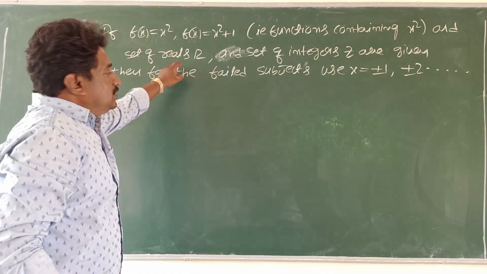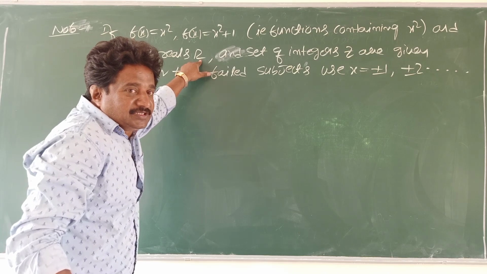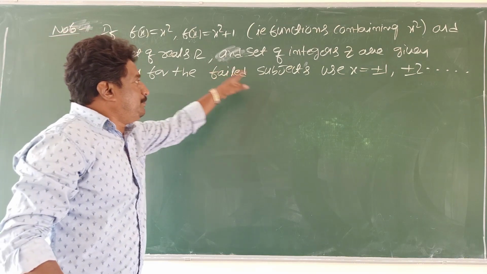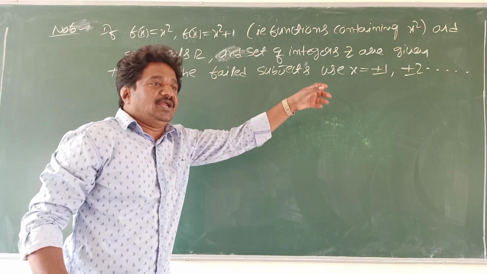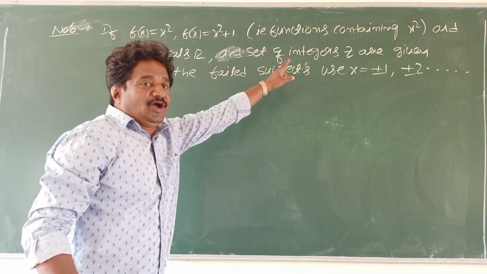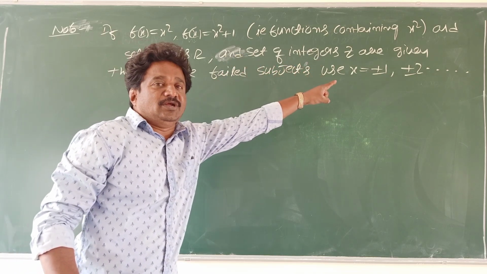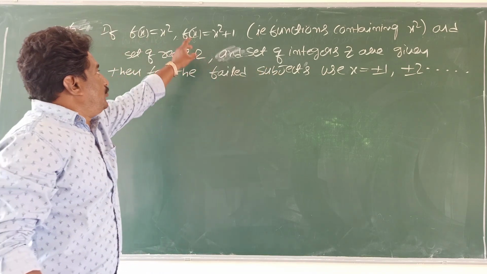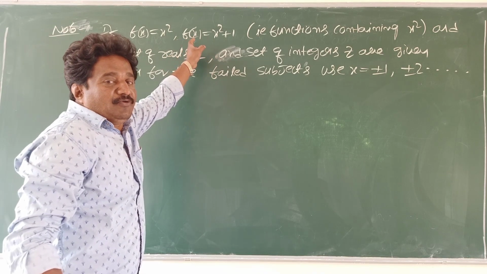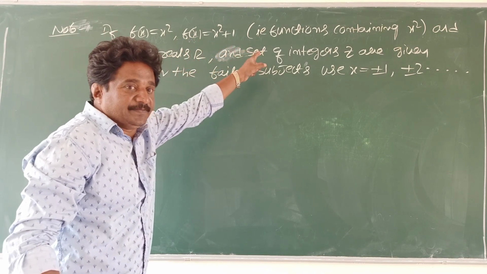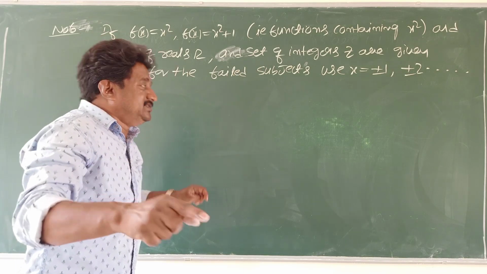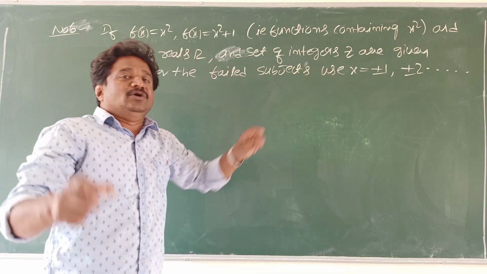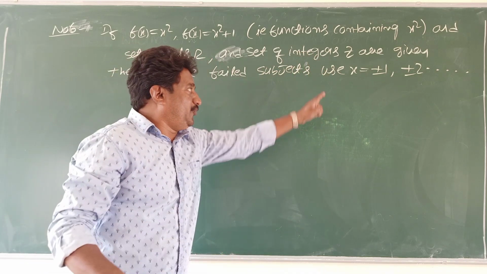Why am I choosing the set of reals? Because in the set of reals, both positive numbers and negative numbers are available. Even in the set of integers, both positive numbers and negative numbers are available. Be careful, students. If your function contains x square and the given set is either the set of reals or the set of integers, surely you are going to get failed subjects.